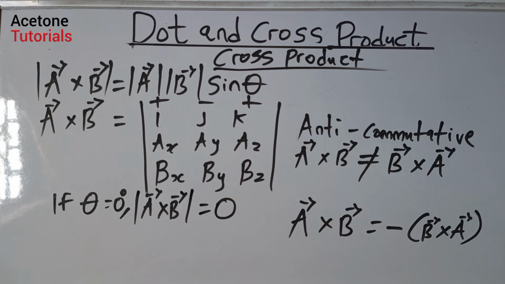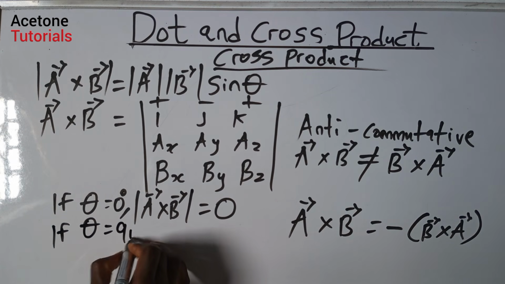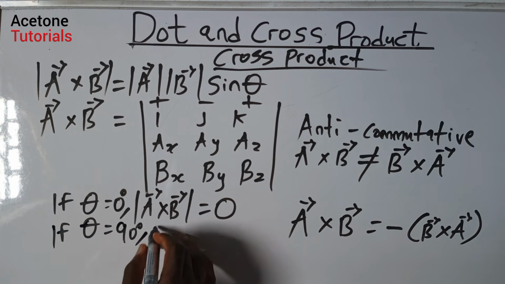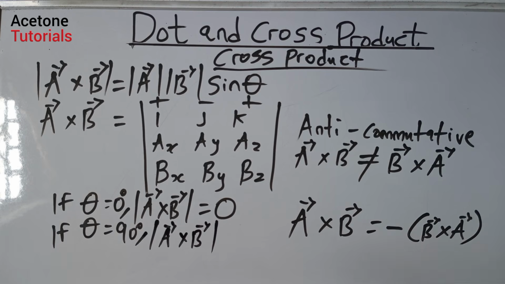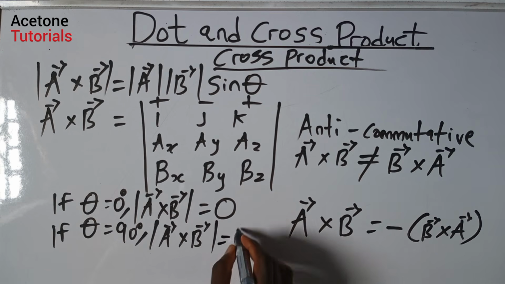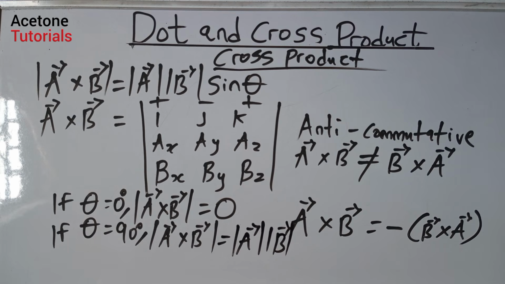Now, if theta, which is the angle between A and B, is 90 degrees, sine 90 is 1. So the magnitude of A cross B will be equal to the product of the magnitudes of A and B, so equal to AB. And it is maximum. So the cross product of two perpendicular vectors is equal to the product of their magnitudes.